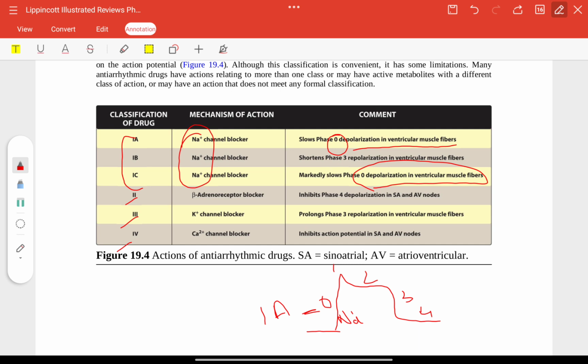Now class 2 are the beta blockers that inhibit phase 4. So class 2 acts here. They are the beta blockers. And class 3 will prolong phase 3. So class 3 will act here, and these are potassium channel blockers. And class 4 will inhibit the action on the SA and AV nodes.